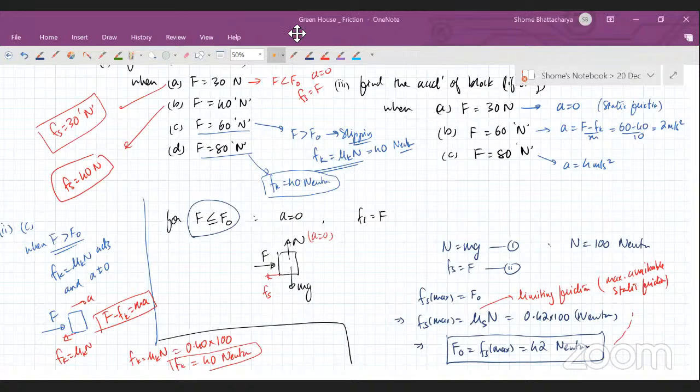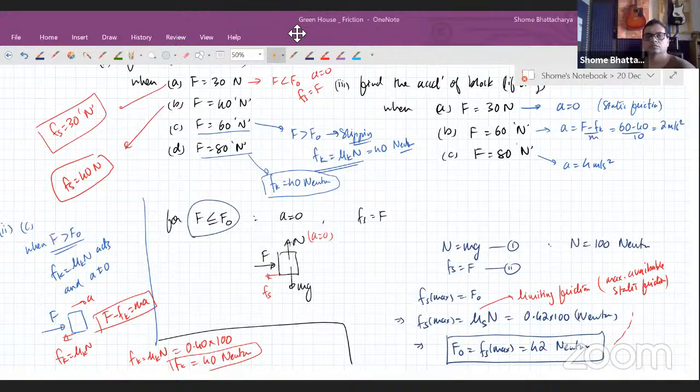So F naught is the maximum external force that can act such that there is no slipping. So that is equal to the limiting friction, no? So limiting friction depends on normal reaction. That's how we are getting the value of F naught. It is not a derived formula, but I told you it is an observational fact from experiment. It is the nature of friction.